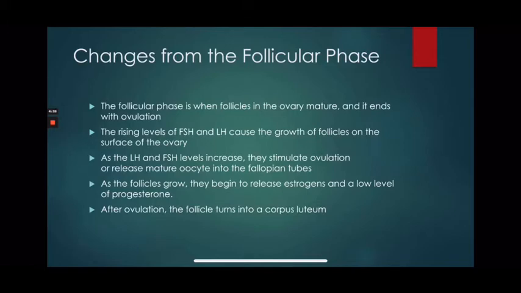As the follicles begin to grow, they start releasing estrogens and a low level of progesterone, which maintains the endometrium to ensure pregnancy. After ovulation, the follicle turns into a corpus luteum, which is a mass of cells that forms in the ovary and is responsible for the production of the hormone progesterone.